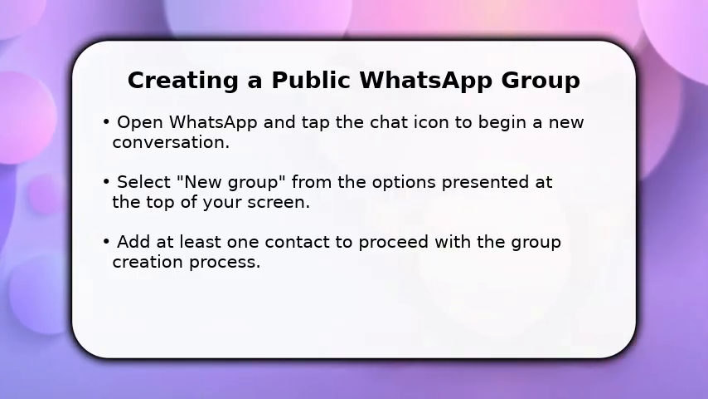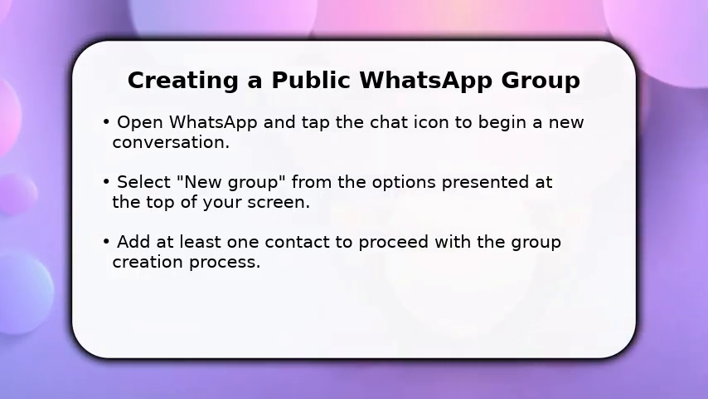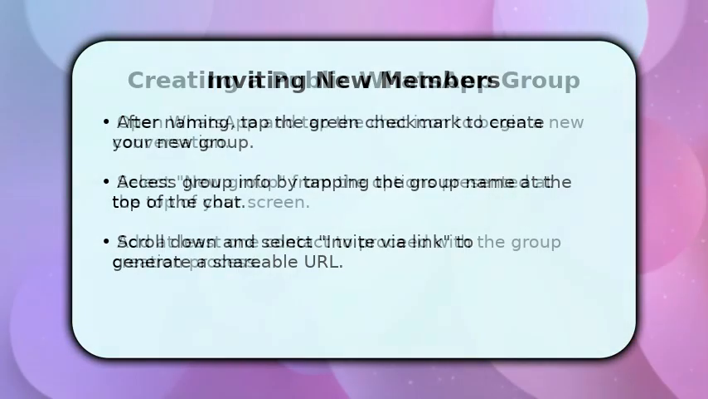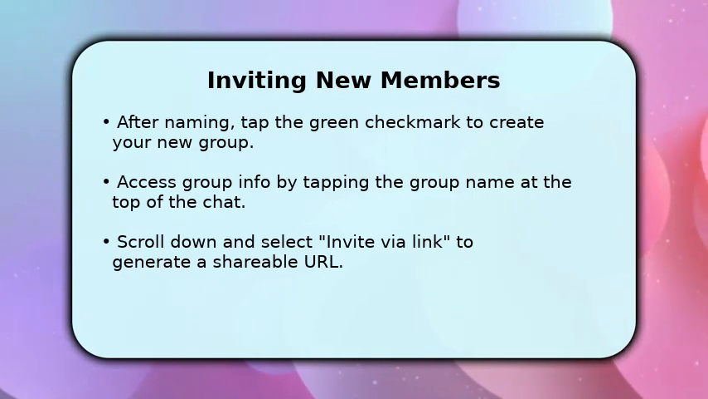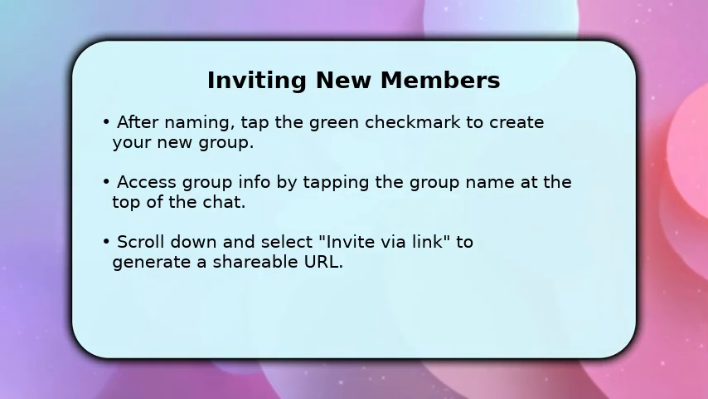Finally, give your group a clear and descriptive name, which can be up to 25 characters long. This name helps people understand your group's purpose. Once you've named your group, tap the green checkmark to finalize its creation.